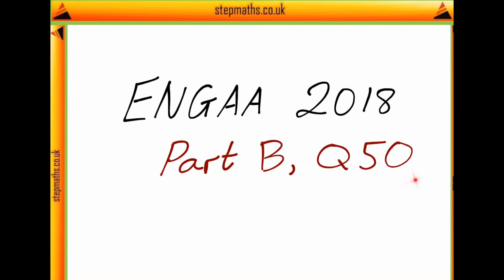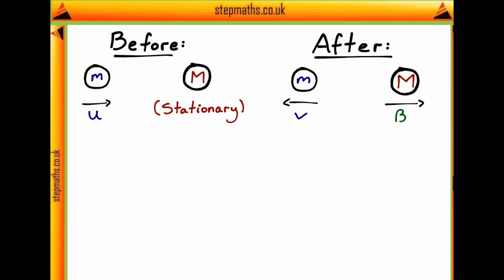Here we're going to look at question 50 from the ENGAA 2018 paper. In this question, we're told we have a collision between a mass small m and a mass large M. We're also told that initially the mass small m is moving with a velocity u towards our mass large M, which is stationary. Then, after the collision, we're told that our mass small m is moving with a velocity v in the opposite direction to its initial direction of travel.